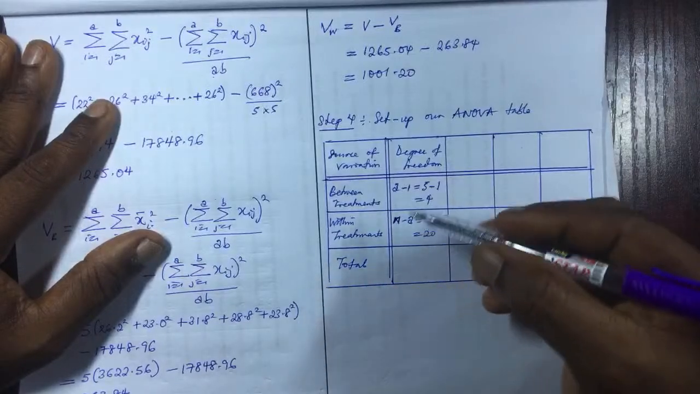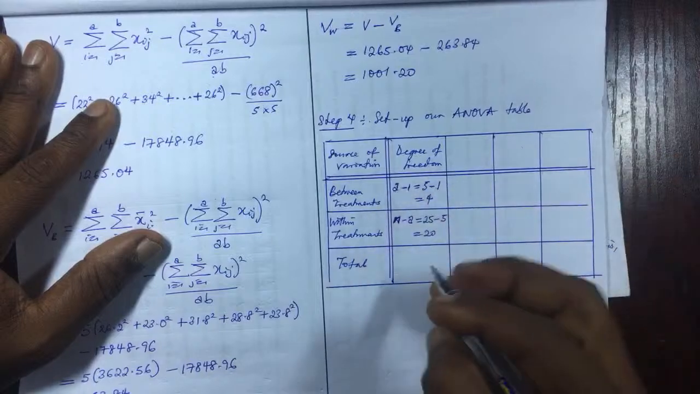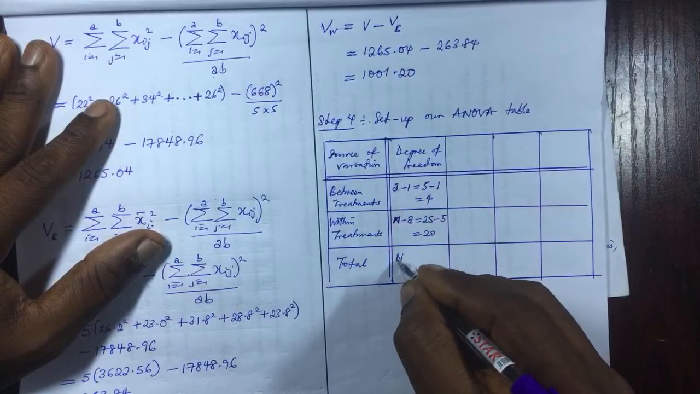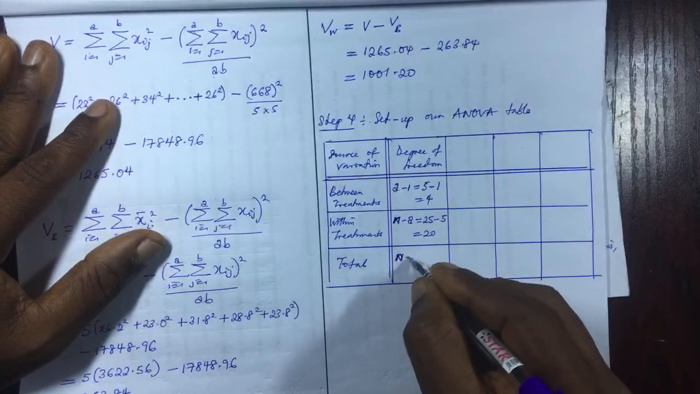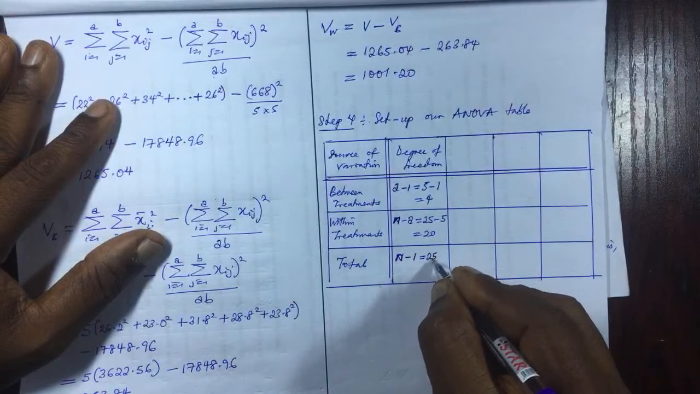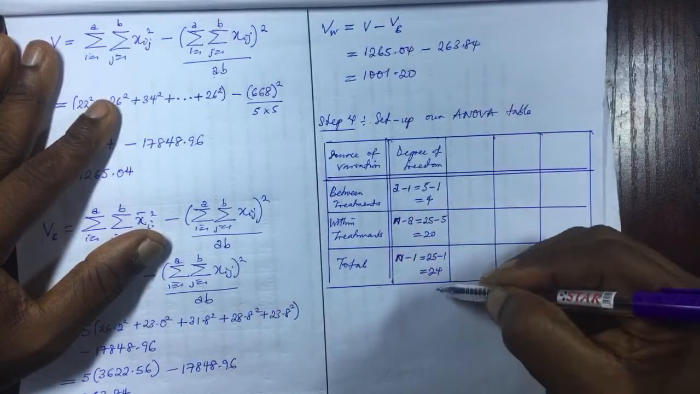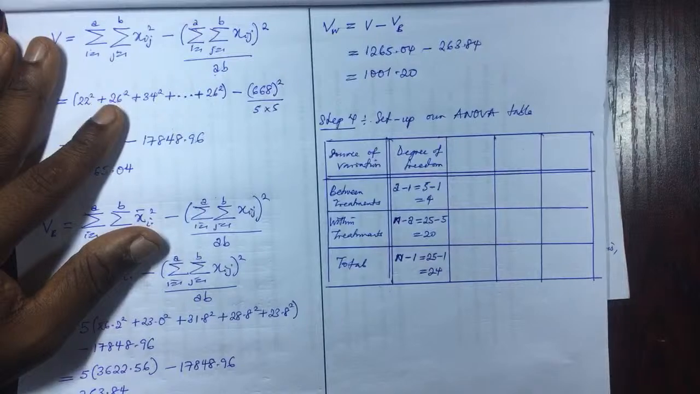Now, the total degree of freedom will be obtained by adding this to this, which gives you n minus 1. Please permit me to be consistent with my small letter n. So this is n minus 1, giving me 25 minus 1, which is 24. So 4 plus 20 gives 24, and that confirms that you are in order.